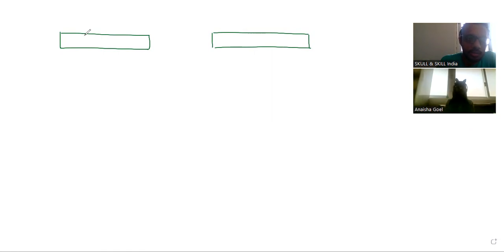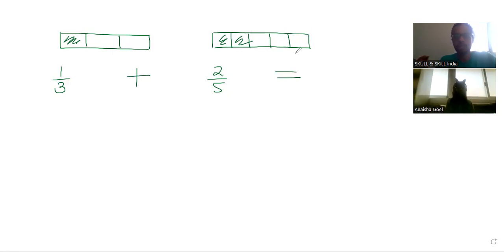Okay, and this has been broken into, let's say, three parts, and this has been broken into, suppose, five parts. Now, all I'm asking is, if you take one part out of this, which you represent like this, and two parts out of this, can you simply add them and write something? I mean, that these are so many parts. Can you do that?